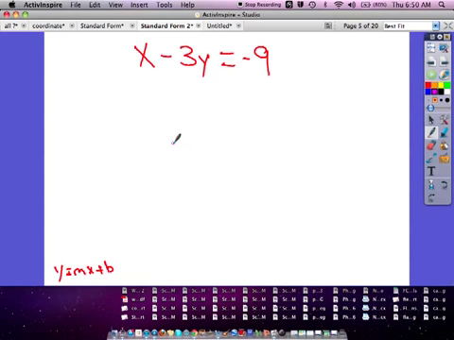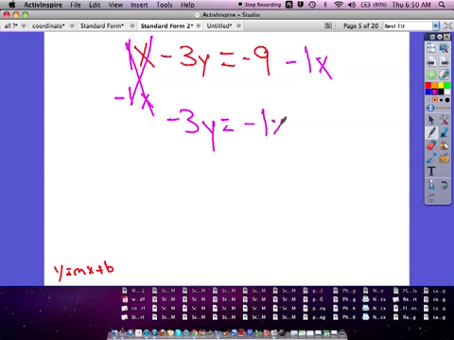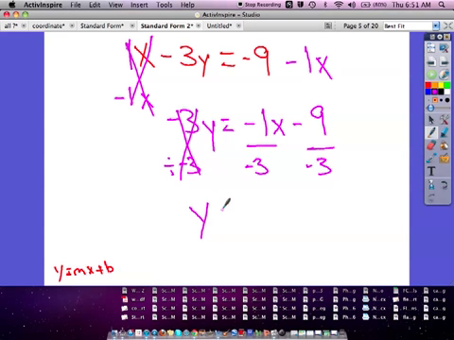Alright, let's take a look at this one. So we need to get it in this form right here, so I'll start off by doing minus 1x. Minus 1x. So now it's going to look like this. Now I need to divide this to get this off of this. So divide by negative 3, cancels out. We'll divide by negative 3, we'll divide by negative 3. So I'm left with y equals, that would be a positive because we've got two negatives, 1/3 x, negative 9 divided by negative 3 is just positive 3, plus 3. Here's my equation in the form we need it as.